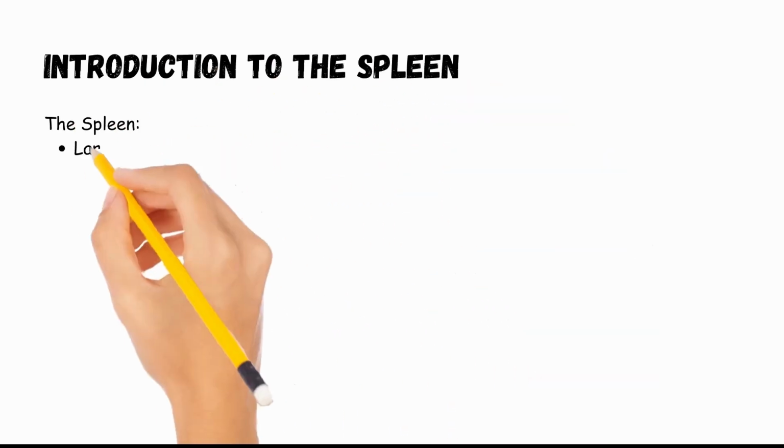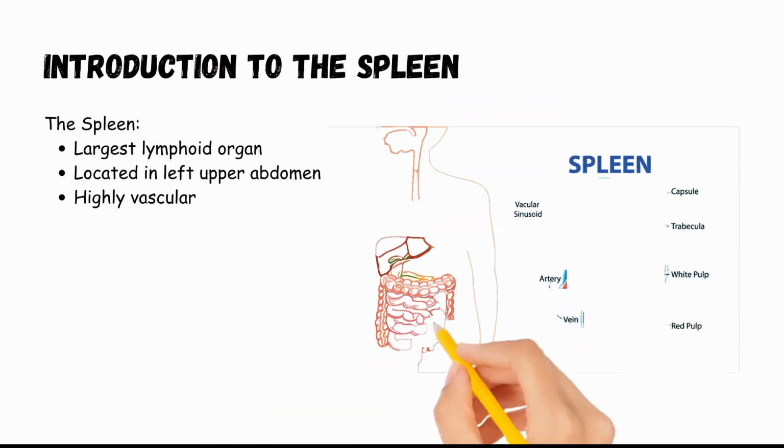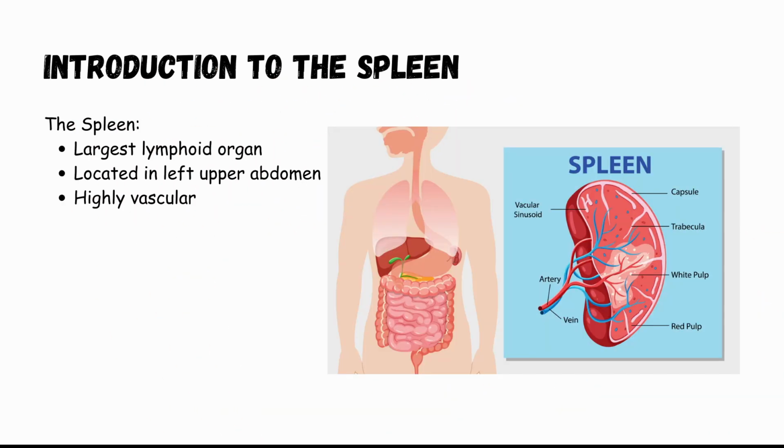The spleen is the largest lymphoid organ in the body. It is located in the left upper quadrant of the abdomen, just below the diaphragm and behind the stomach. The spleen is highly vascular, meaning it contains a large amount of blood. It plays a major role in both blood filtration and immune function.